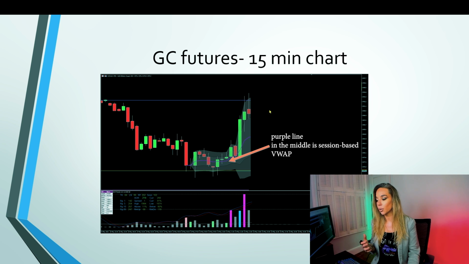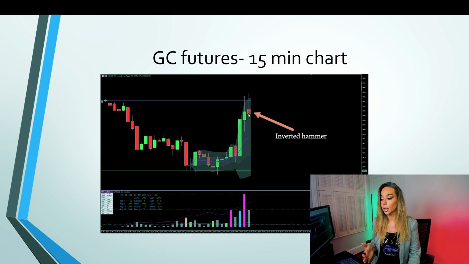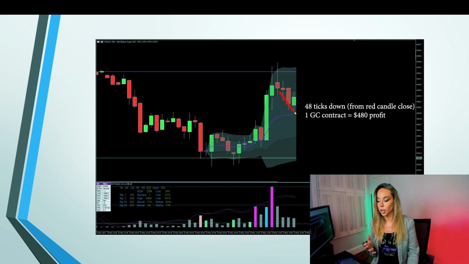Okay, so the price goes up away from VWAP. It reaches the second standard deviation and then creates a reversal, which we can clearly see by this inverted hammer red candle here. And then the price goes nearly all the way down back to within 2 ticks from VWAP for about a 48 tick profit. So this whole move just from here down to here, that's a 48 tick move. So even on one contract on gold, that would be like $480 profit.